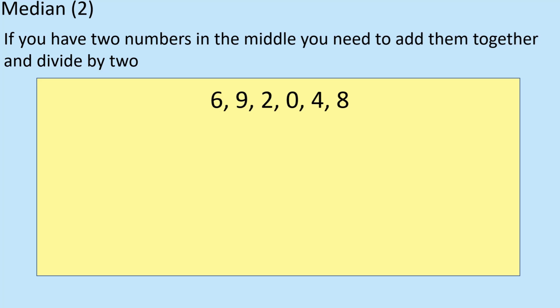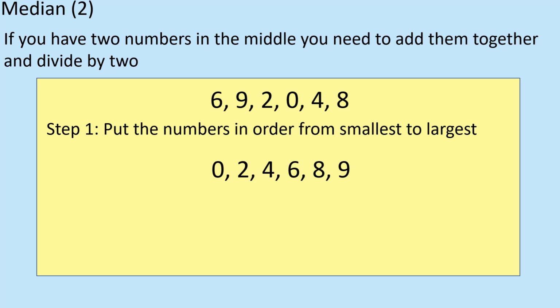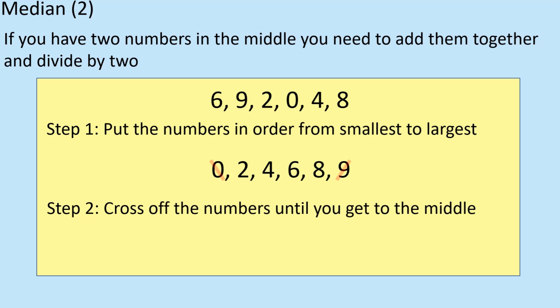So you've got 6, 9, 2, 0, 4, 8. Put them in order like last time: 0, 2, 4, 6, 8, and if I start chalking them off, you'll see I get to the point where I've got a 4 and a 6. I can't chalk off the 4 and the 6. So at this point I need to find the median of the two that are left, the midpoint of those two. If those two numbers were the same, it would not be a problem, because it'd just be that number. Because they're different, I'm looking for the bit that's in the middle, a halfway point.